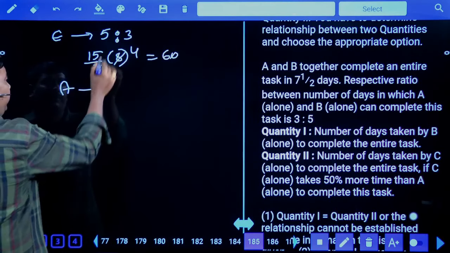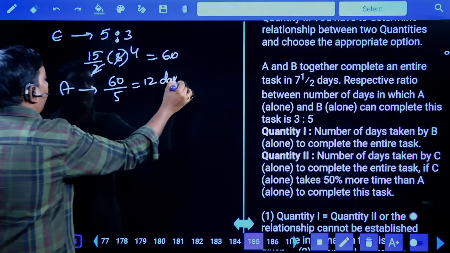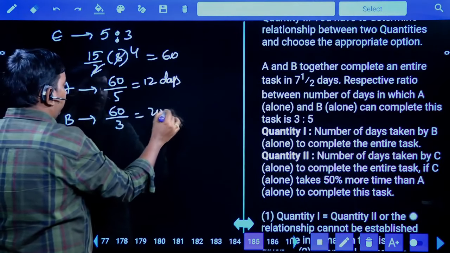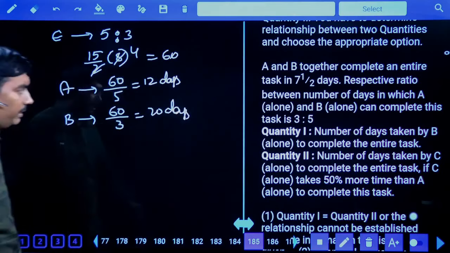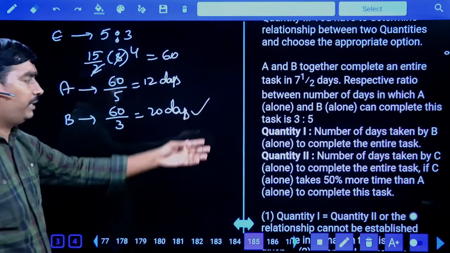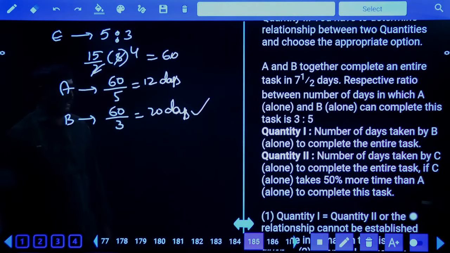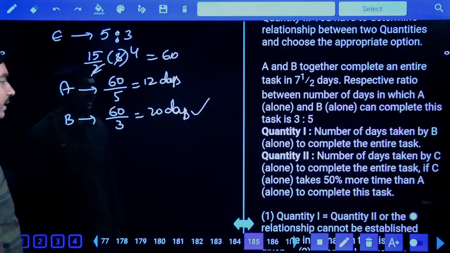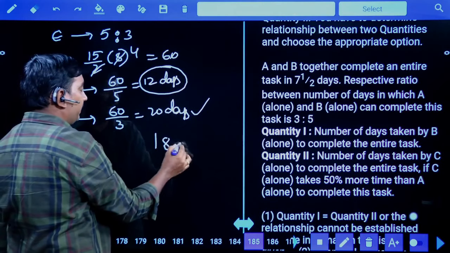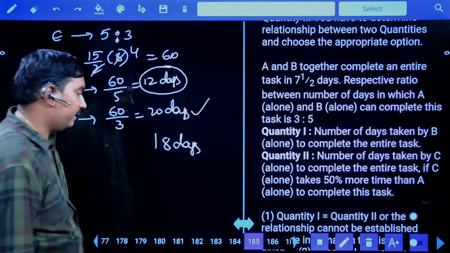A per day 5 units, then 60 units are done in 12 days. B per day 3 units, then 60 units are done in 20 days. Quantity 1: number of days taken by B alone. So B means 20 days. Quantity 2: number of days taken by C alone to complete the entire task. If C takes 50% more time than A's 12 days, 50% more means 6 days extra, means 18 days. Quantity 1, 20 days. Quantity 2, 18 days. 1 is greater than 2.